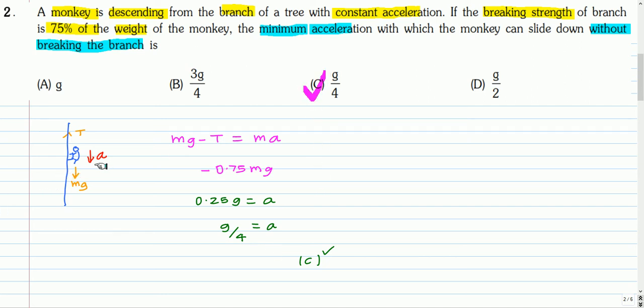If the monkey is not accelerating downwards, then the downward force is the weight mg and the upward tension will be mg, which is greater than the braking strength, so it will break. So for the branch not to break, the monkey has to decelerate quickly. So what is the minimum acceleration? If the acceleration is very small, still it will break. So when the acceleration is greater than a certain minimum acceleration, the tension will reduce and go below 75% of the weight. So that minimum acceleration is g by 4.